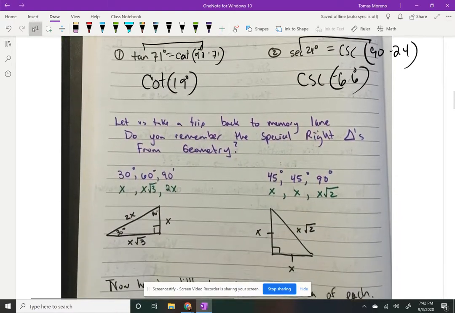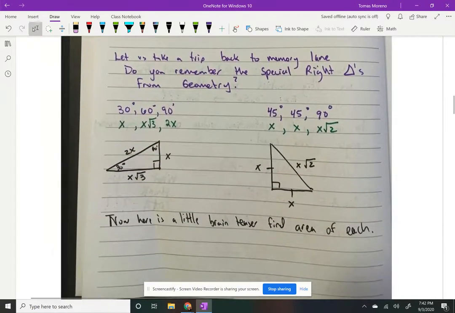Okay. Let's take a little trip down memory lane. Let's go back to geometry real quick. So in geometry, we had these two triangles, very special triangles. In fact, that's what they call them, special right triangles. And one of them was called the 30, 60, 90, and the other one is called the 45, 45, 90.